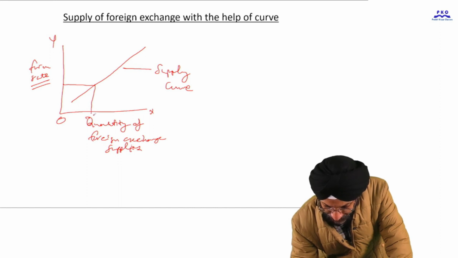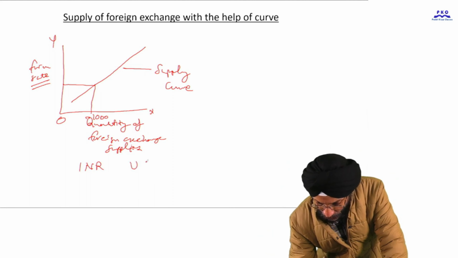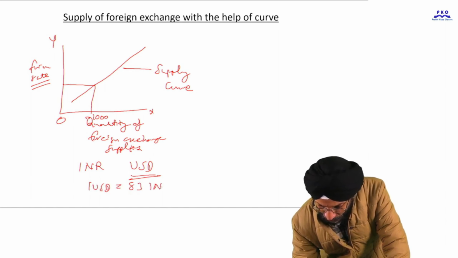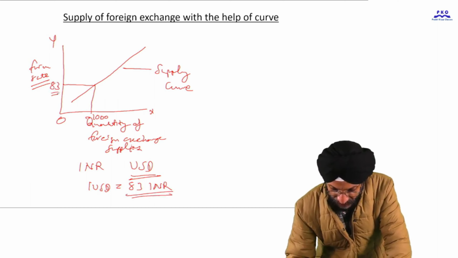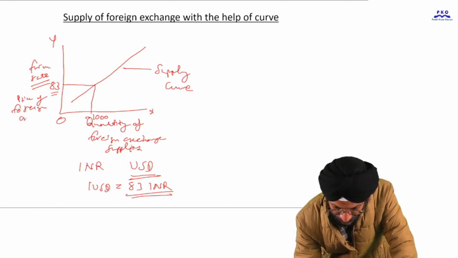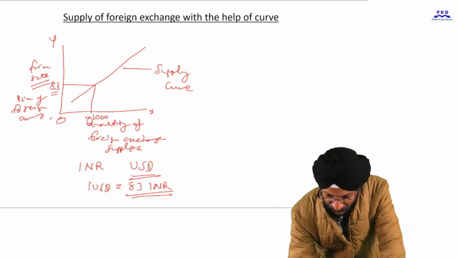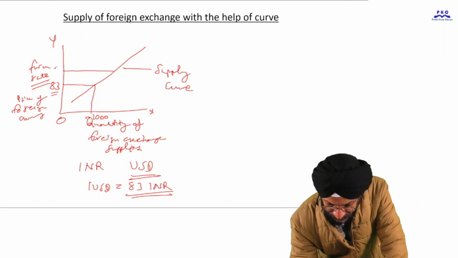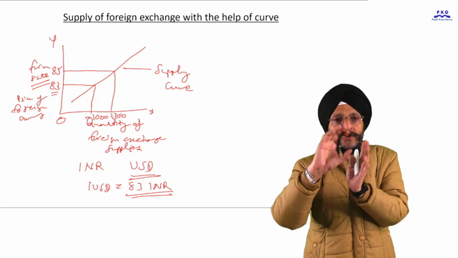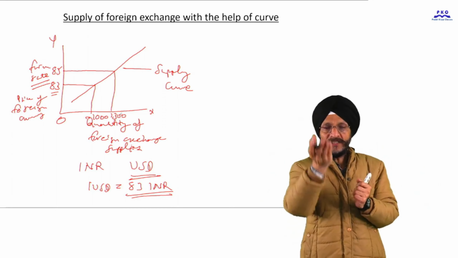If the price of a foreign currency is... we will take the example of the Indian rupee and US dollar. At present, suppose the price of 1 US dollar is 83 Indian rupees. So if at present the forex rate, or the price of foreign currency in relation to Indian currency, is 83, suppose the quantity of foreign exchange supplied is 1000. If the forex rate increases to 85, the quantity may also increase to say 1300. The quantity of foreign exchange supplied also increases. There is a direct relationship: as the price of foreign exchange or the forex rate increases, supply increases.